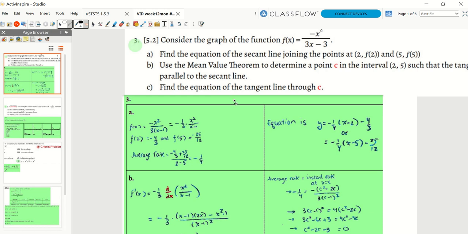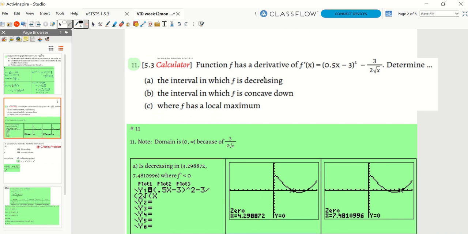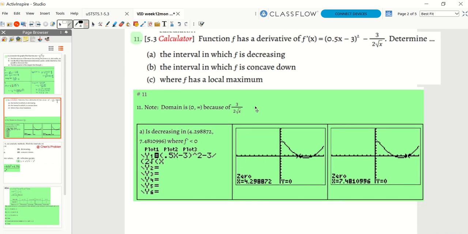All right, folks, so here is a video on week 12 Monday, number 3 and 11 from Reese's problems and number 3 from Chen's problem. So let's start with number 11. Here's the problem.